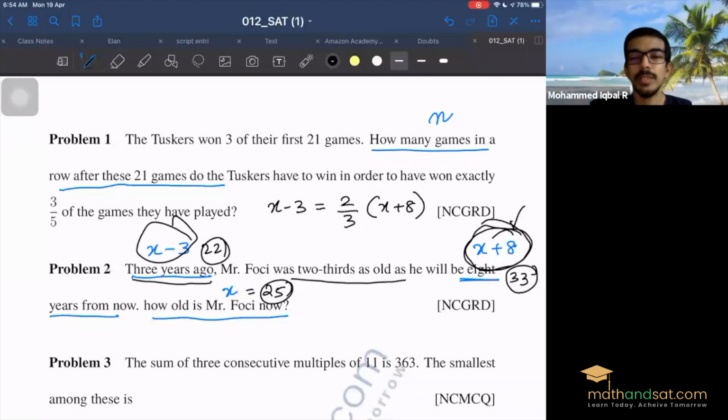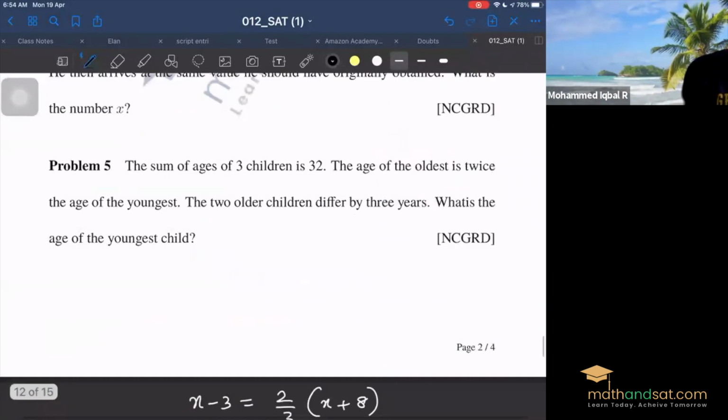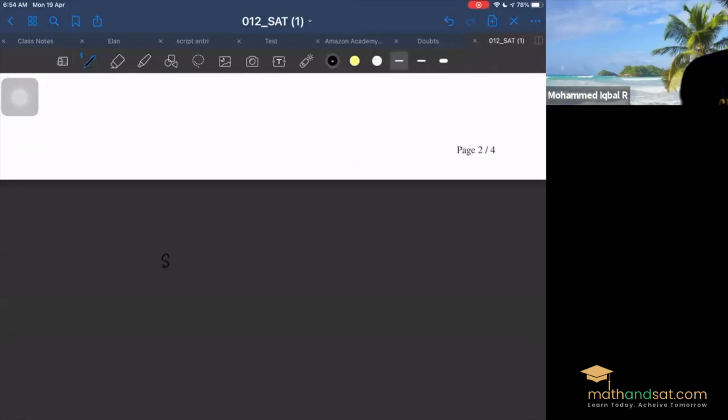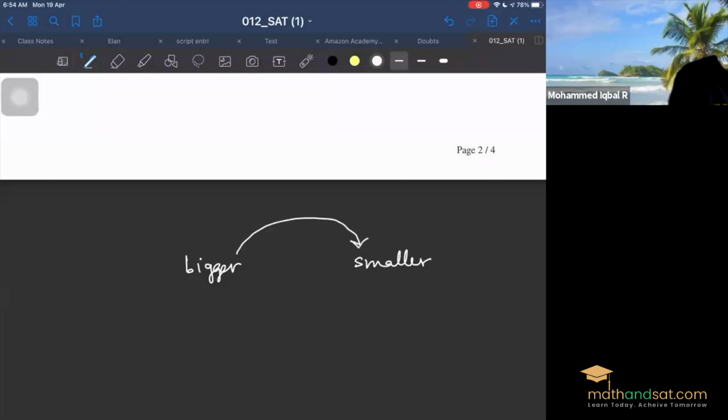There are two numbers. There's a smaller number and there's a bigger number. When going from bigger to smaller, it's actually getting multiplied by 2/3. And when going from bigger to smaller, there's a difference of 11 years.